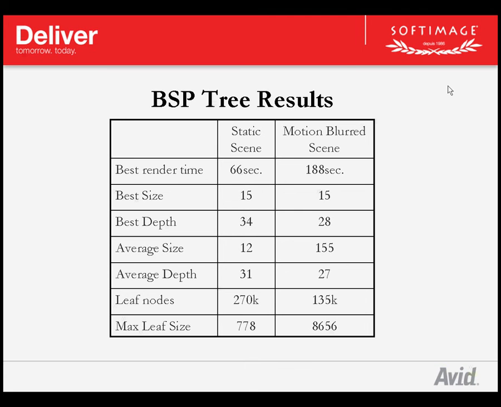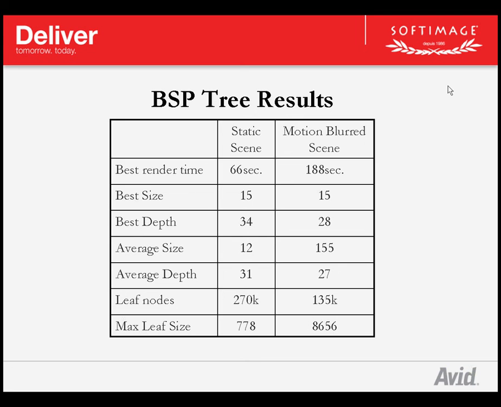As you can see, the average size is way different here. We're talking about an average of 12 for the static scene, where the average size is 155 for the motion blur scene. Obviously, in this case, it clearly shows that when I tune these parameters, the actual size is way too big. It would need a little bit more depth to be able to speed it up even further. To render this scene even faster, I would need to increase the memory usage much higher than this to be able to lower the average size.